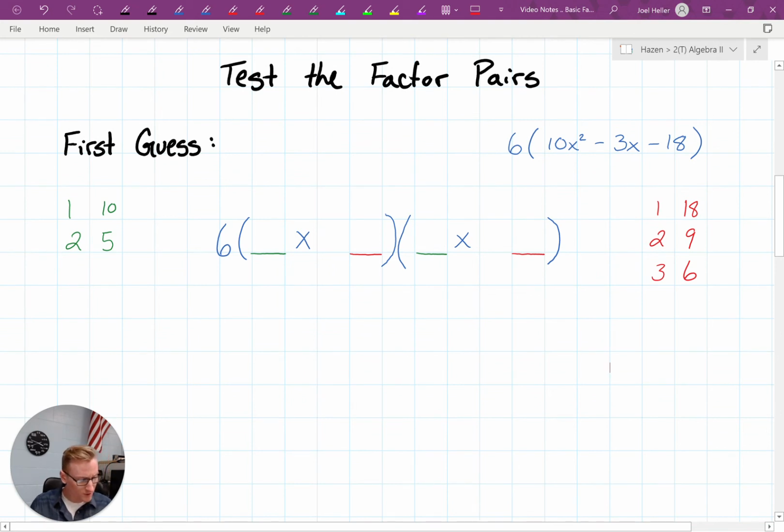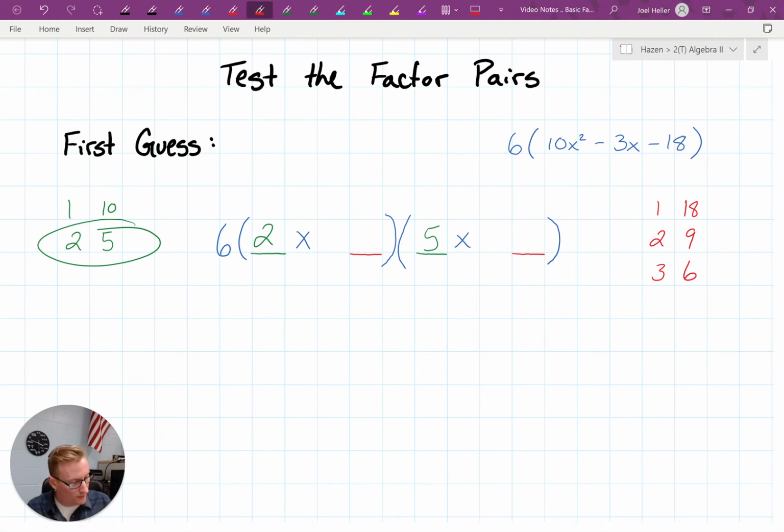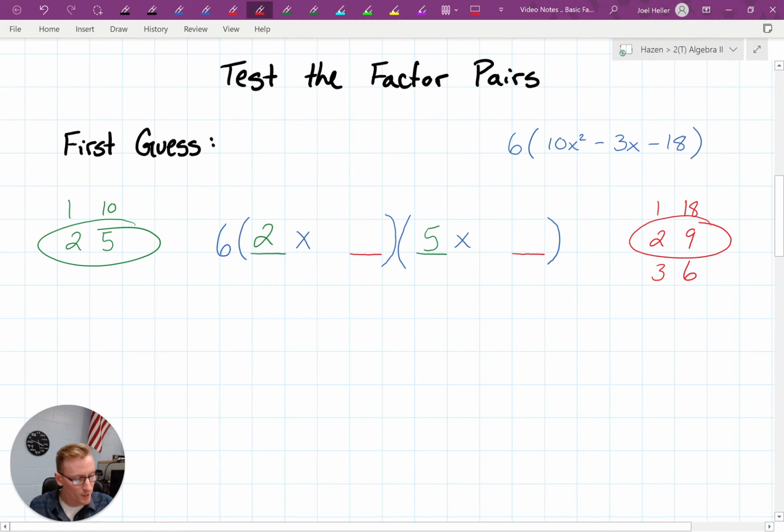So for the first set, why don't we do 2 and 5? So I'll put a 2 here and a 5 here. And then I'm going to pick one of the factor pairs of 18. Let's try 2 and 9. So I'm just going to take that 2 and 9. I'm going to put a 2 here and a 9 here. Let's try that. The last thing I'm going to need is signs to go in between.